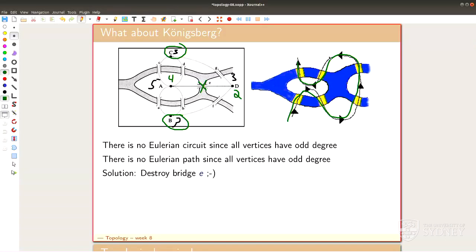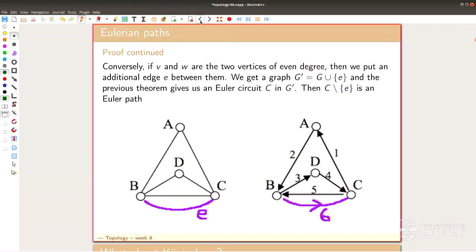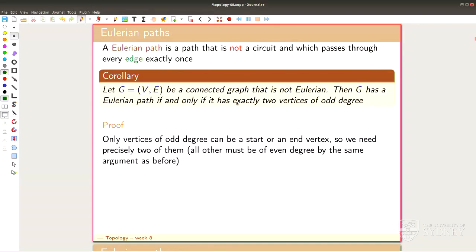So the only point here is that the odd degree vertices, you're allowed to have 2 of them, and they are start and end point of your path that visits every edge exactly once. Okay, we keep this example in mind, and now jump to the proof of the corollary. Or you could also call it the theorem if you want. Okay, and the first thing I observe here is exactly what I said. So we need precisely 2 of them.